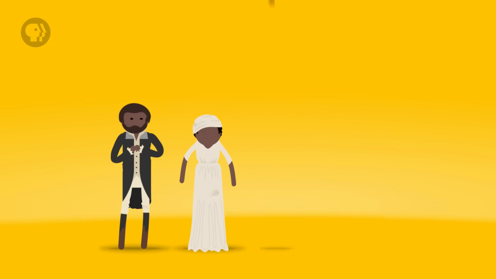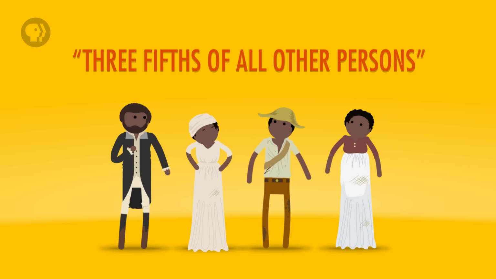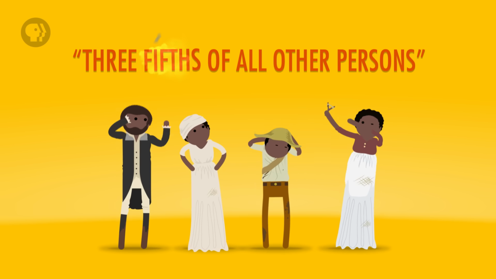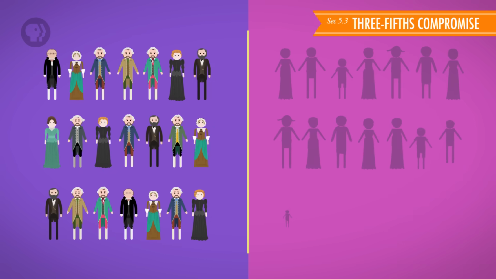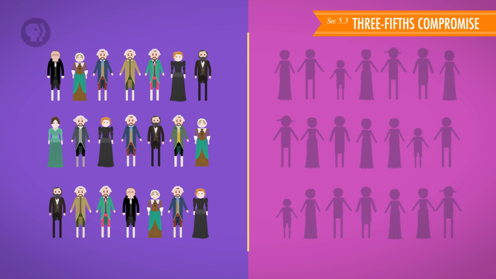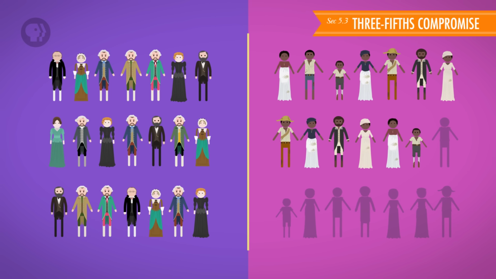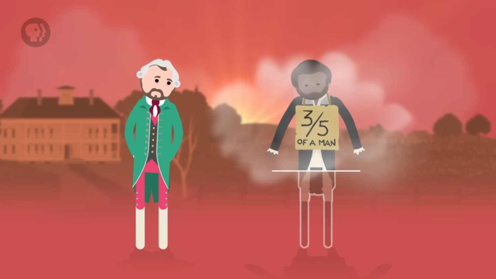If you're looking for the word slave, you won't find it. They're the ones described by the phrase 3/5 of all other persons. This is the notorious 3/5 compromise. What it means is that in order to determine how many representatives a state has, you count the number of free people in the state, including indentured servants, and add to that number 3/5 of the number of non-free persons, otherwise known as slaves. So in terms of counting, each slave was worth 3/5 of each free person.